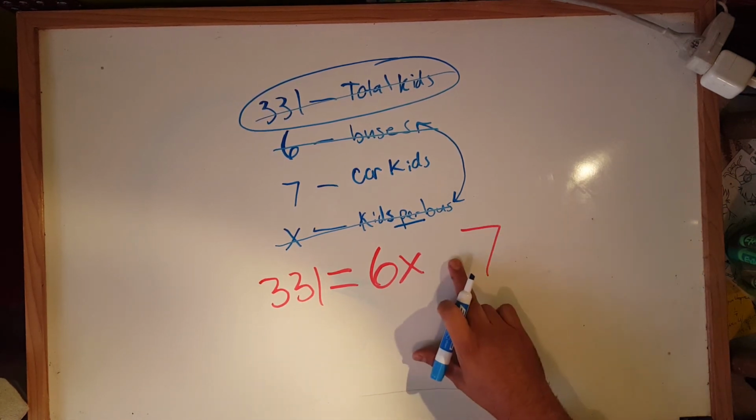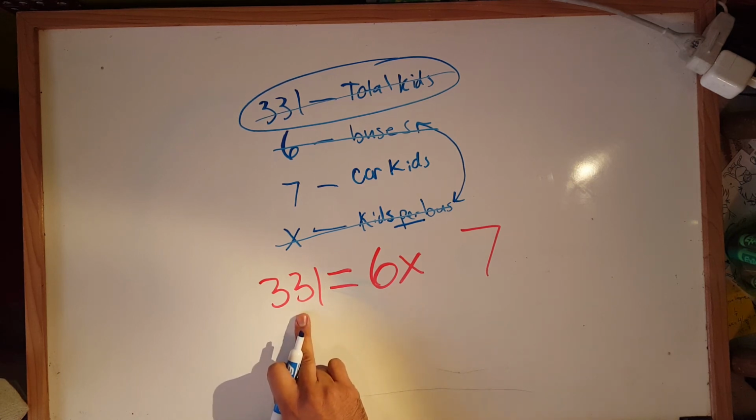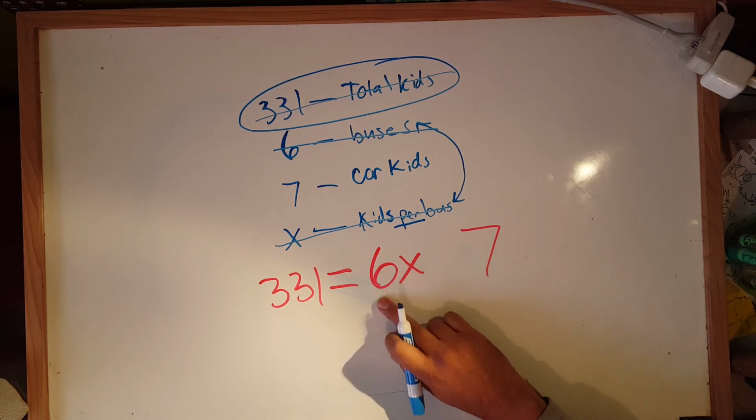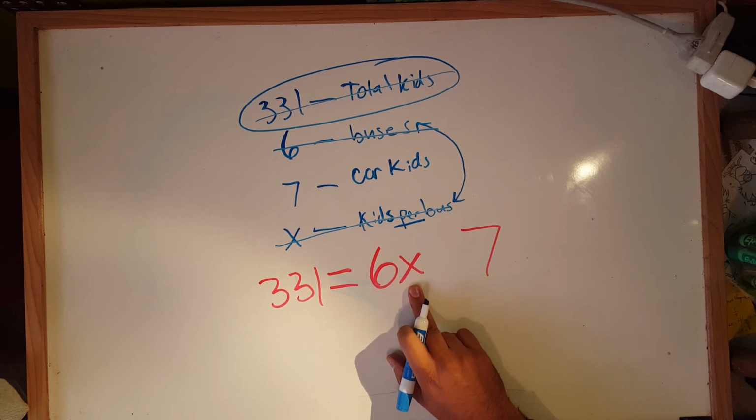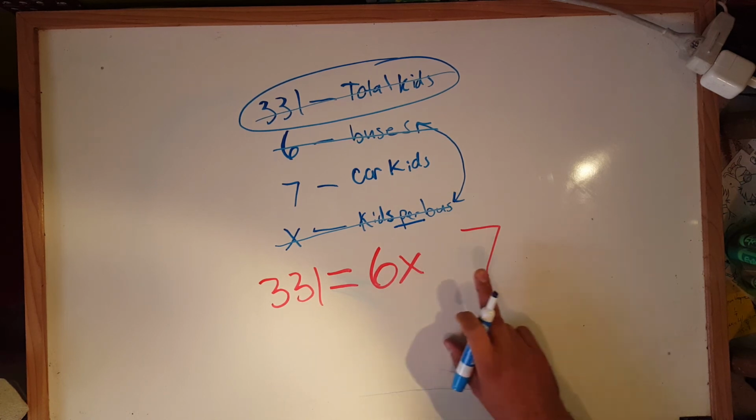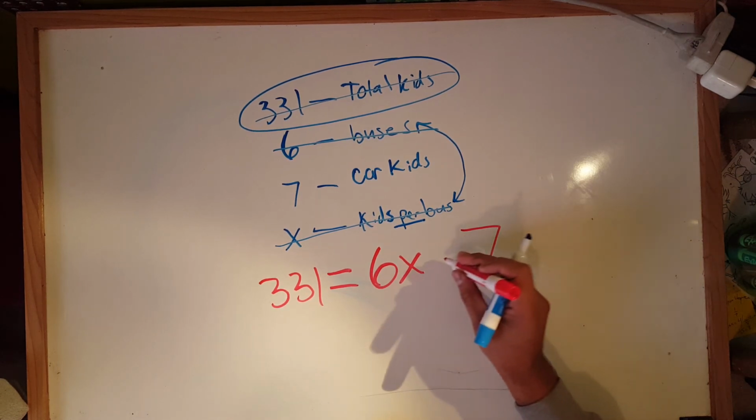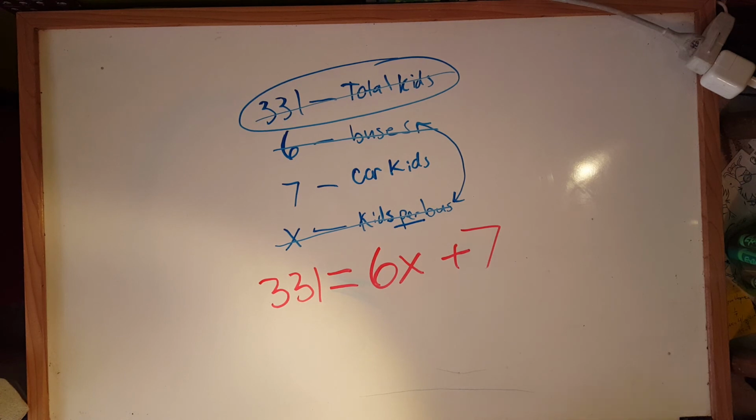So now I need to find out what we do in here. Well, we're trying to get to a total, and usually when we find a total, we're adding. But in this case, are we adding? Well, let's see. 6 times x, that's 6 buses and all the kids in each bus. And 7 are the car kids. So yeah, we are adding because we're putting them all together to come up with our total of 331. Okay? So that is how you write an equation from a word problem.